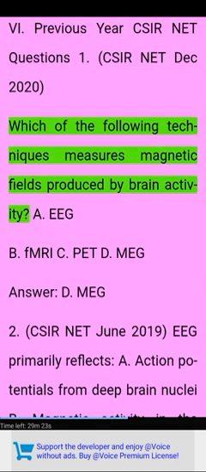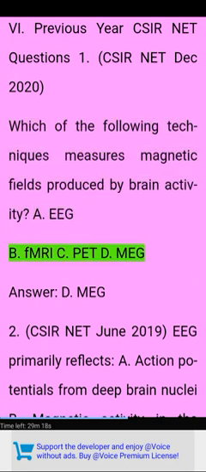CSIR NET December 2020. Which of the following techniques measures magnetic fields produced by brain activity? A. EEG. B. fMRI. C. PET. D. MEG. Answer: D. MEG. 2.